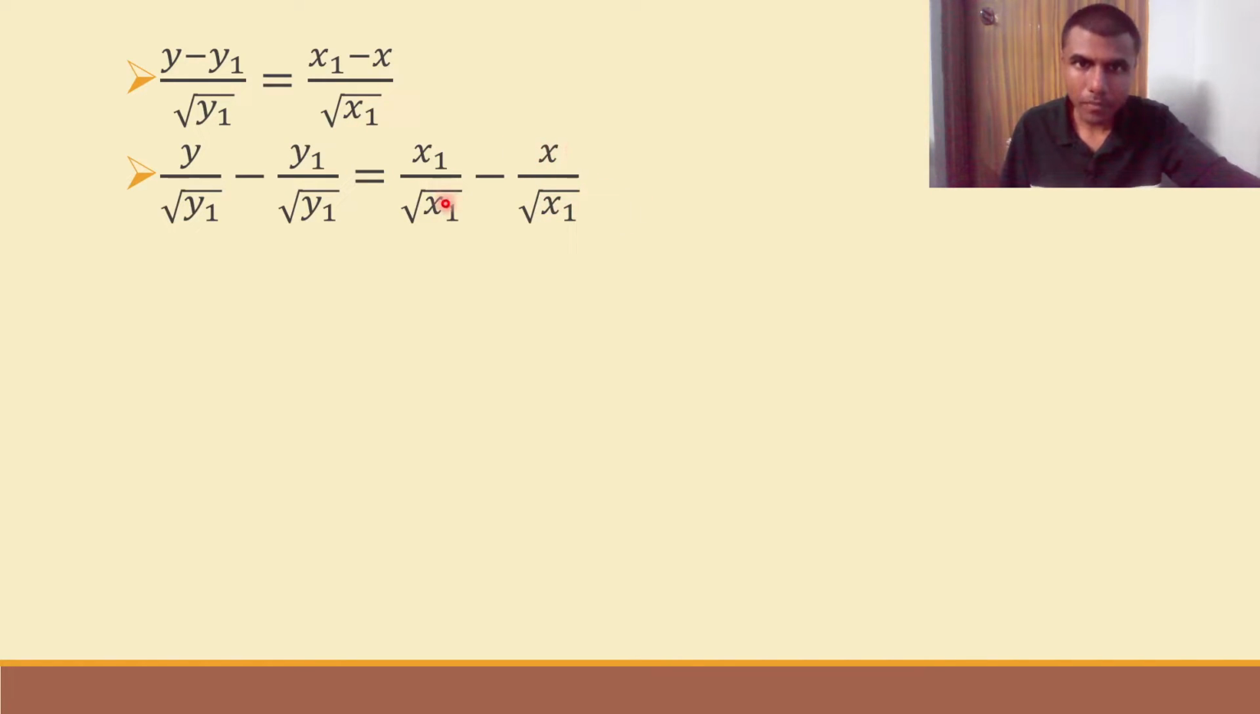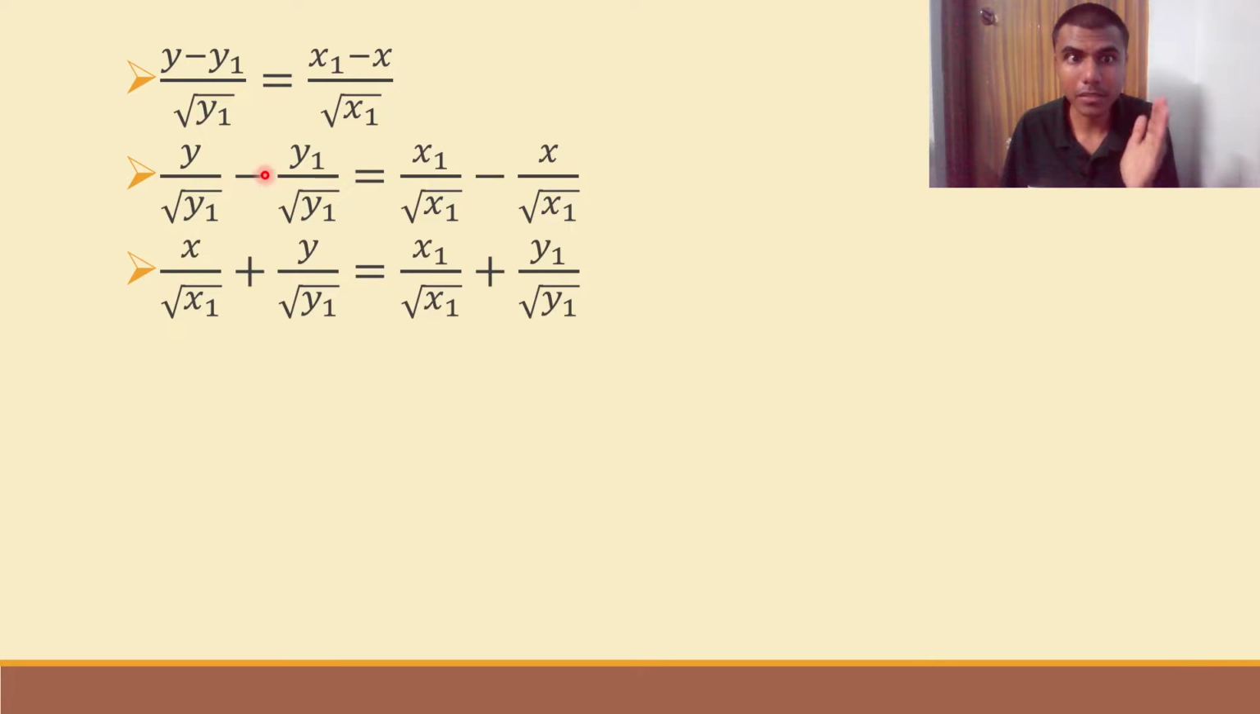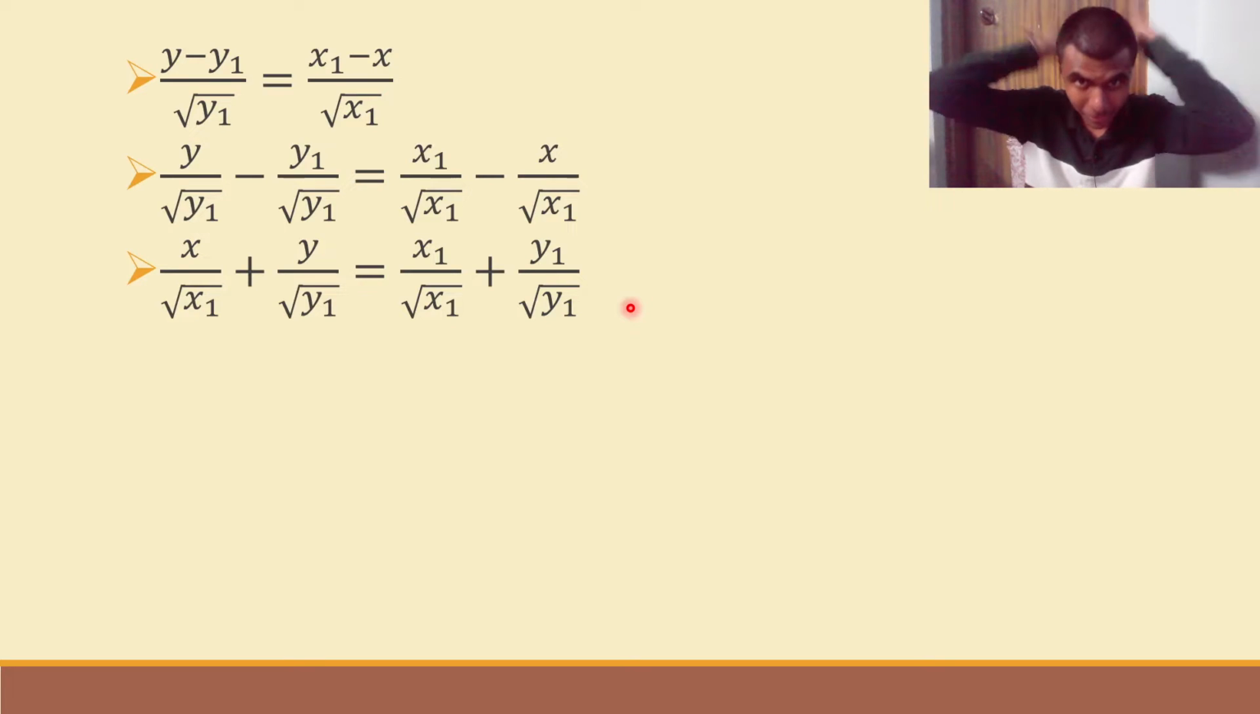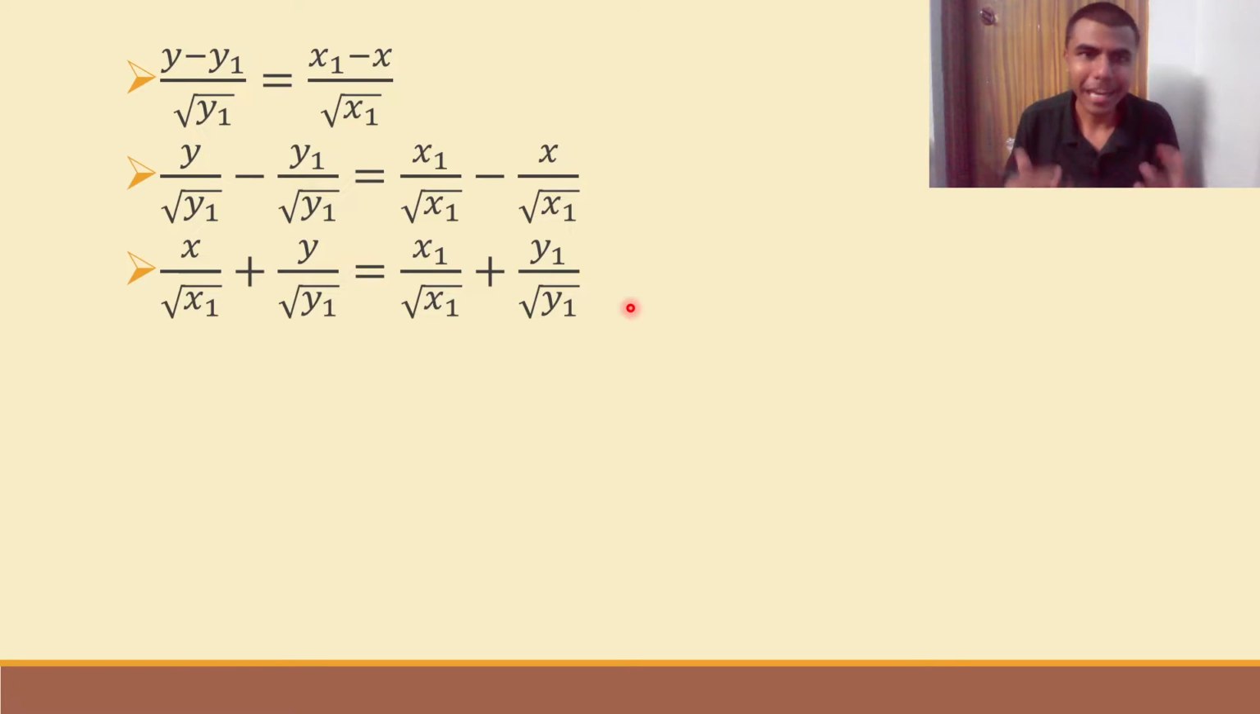Here it is minus x by root x1. When I take it to the LHS, I get x by root x1 plus y by root y1, and here you see minus y1 by root y1. Send it to the RHS, I get x1 by root x1 plus y1 by root y1. I hope things are making sense, or is it going above your head? I hope it's going into your head.